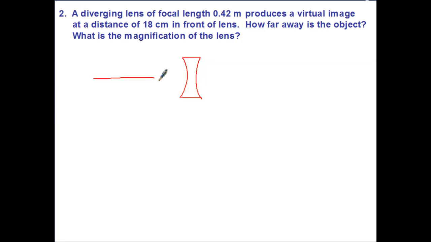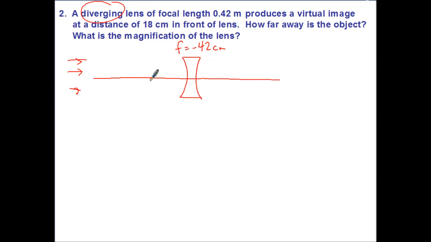Diverging lens, principal axis. The focal length we said is 42 centimeters. I'm going to put that in as a negative 42. Always pay attention to the fact that when I say diverging, you've got to have a negative F there. I'm going to keep that in centimeters since my image distance is 18 centimeters. Make sure those units are the same. Now it's in front of the lens, so if I consider the light rays traveling this way, this would be the front side.